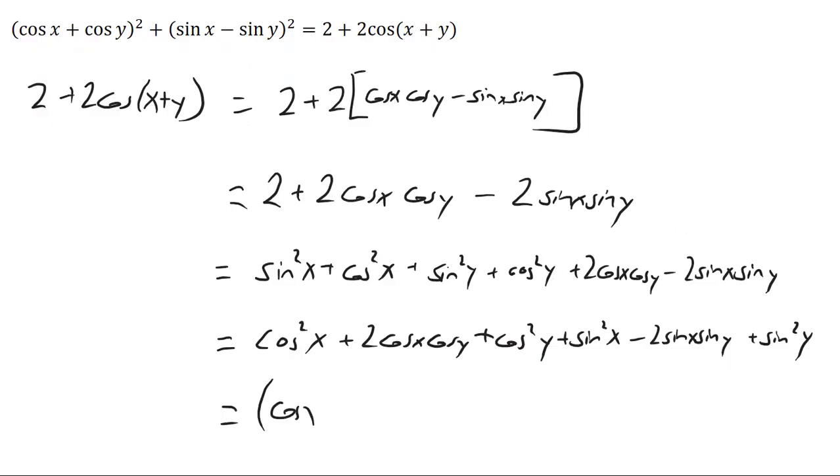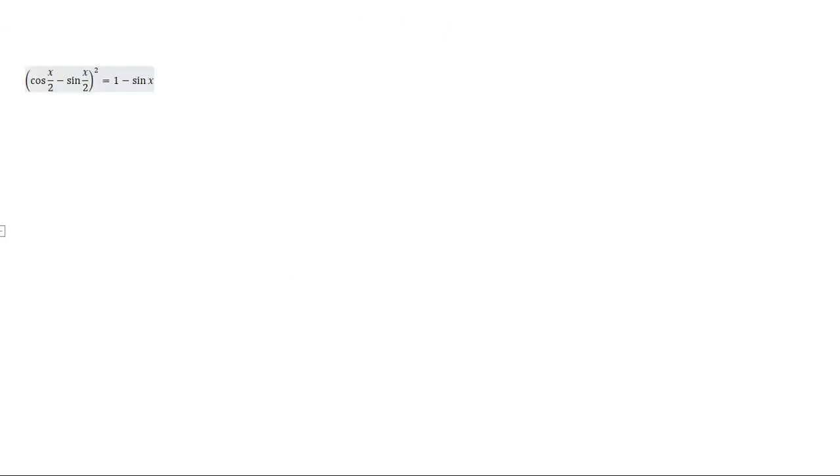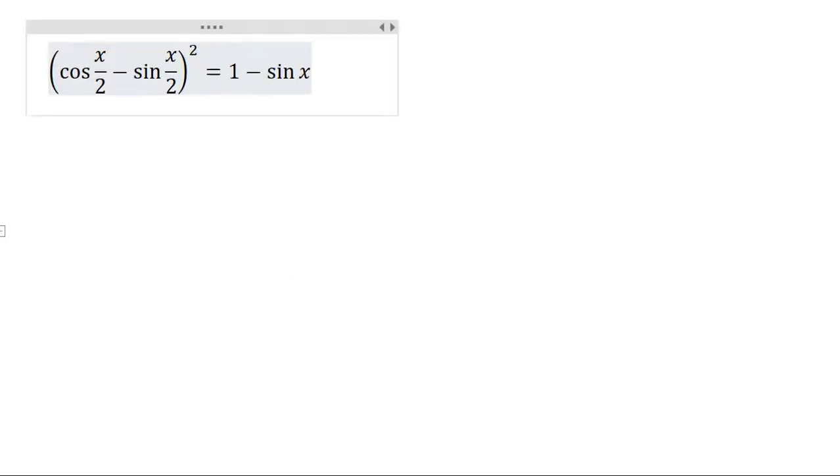We would have cosine x plus cosine y squared plus sine x plus sine y squared like that, and that's our left-hand side. Okay, next. Cosine of x over 2 minus sine of x over 2, all that squared equals 1 minus sine x. In this case, I wouldn't know how to start from 1 minus sine x to get to that left-hand side. So let's start from the left-hand side this time.